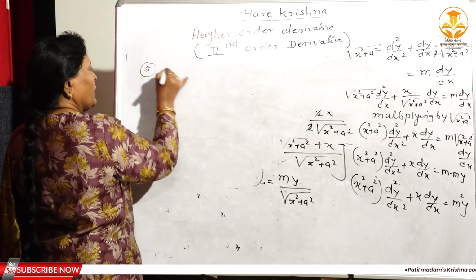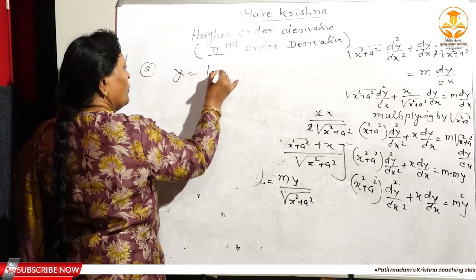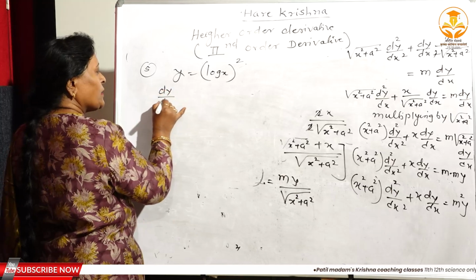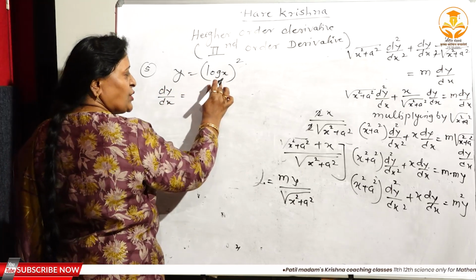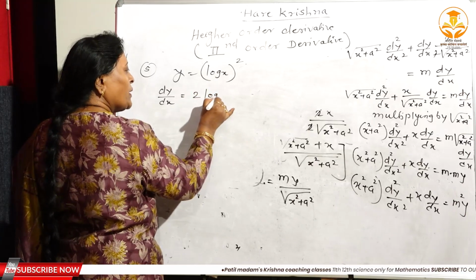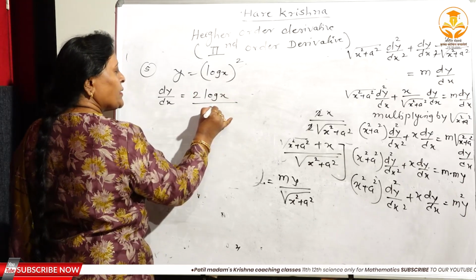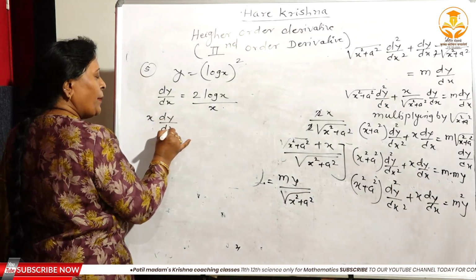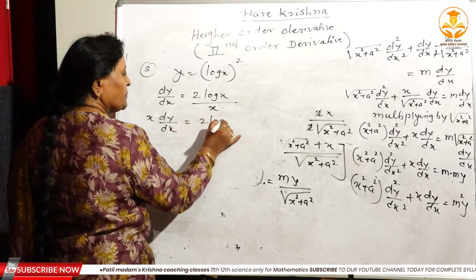Fifth one. Y is equal to log x whole square. Right? Again, dy by dx. This is u square, the derivative of u square is 2u, means 2 log x, and the derivative of log x is 1 by x. Again, x you can multiply: x dy by dx is equal to 2 log x.